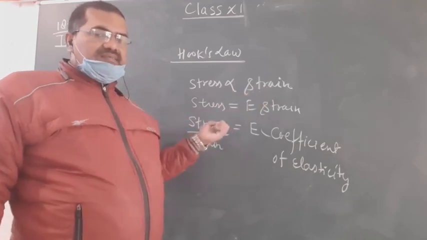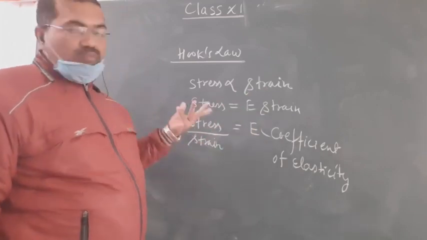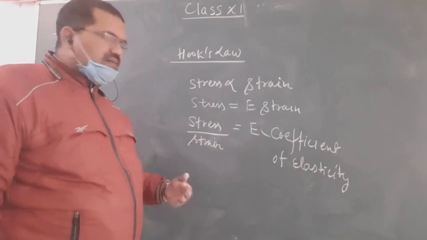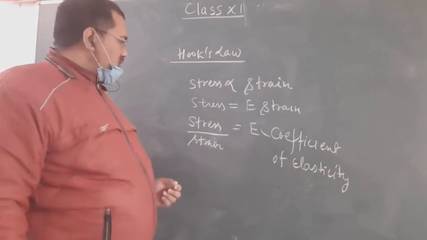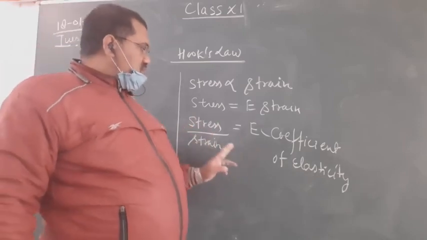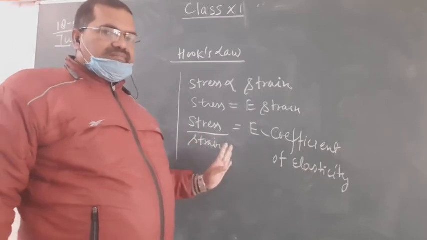If length is changed, then it is longitudinal strain. If volume is changed, volumetric strain. If shape is changed, then shearing strain. We will discuss all of these. First of all, write it down: coefficient of elasticity equals stress upon strain. This is the general formula.